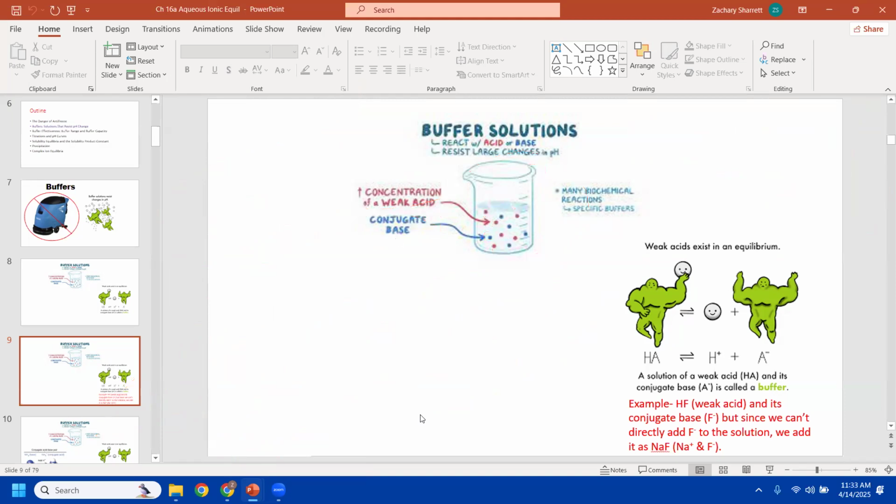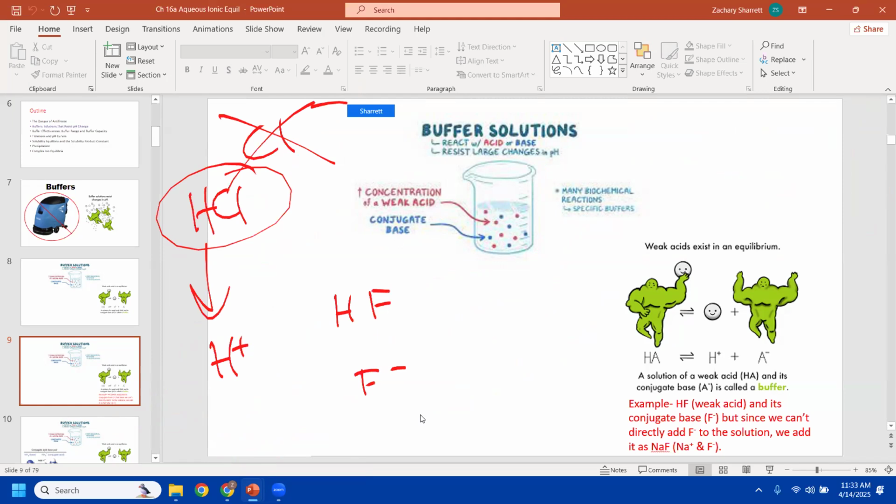So once again, we have a solution that contains HF and F minus, and we're adding H plus in the form of HCl. The Cl minus is meaningless. The H plus is the thing that would affect the pH, right? So if we add it to water, the pH goes down. What happens if we add H plus to this? Do you see anything that could react with that H plus, Jackson? The H plus is going to react with the F minus.